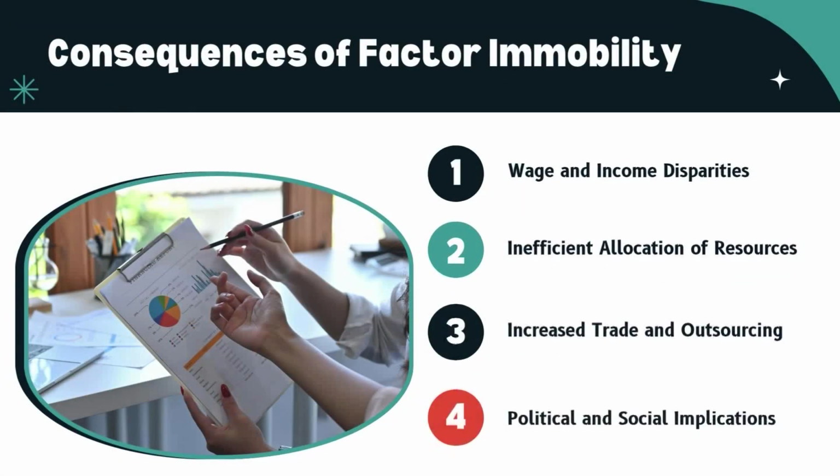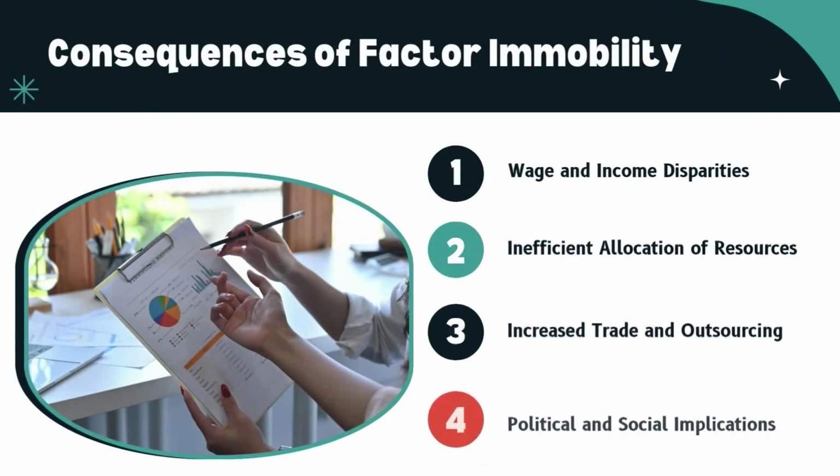Another important consequence is inefficient allocation of resources. Why is it happening? Because without the ability to reallocate labor or capital to where it is needed, economies may experience inefficiencies as well as lower productivity and reduced economic growth. So that is another consequence of factor immobility, because it creates inefficient allocation of resources.